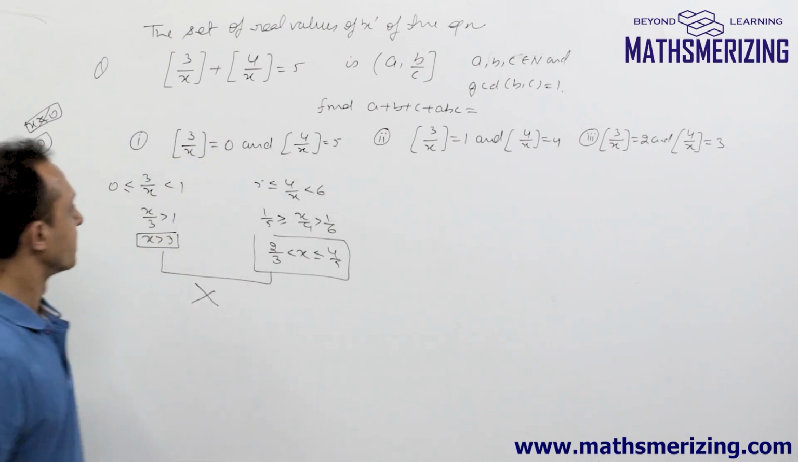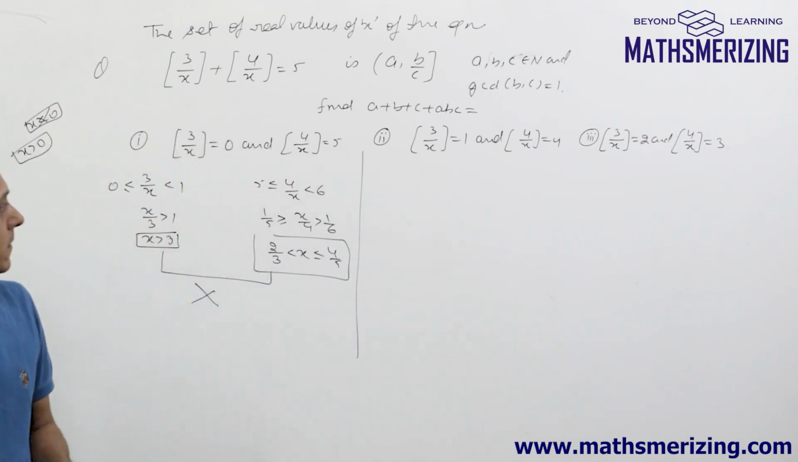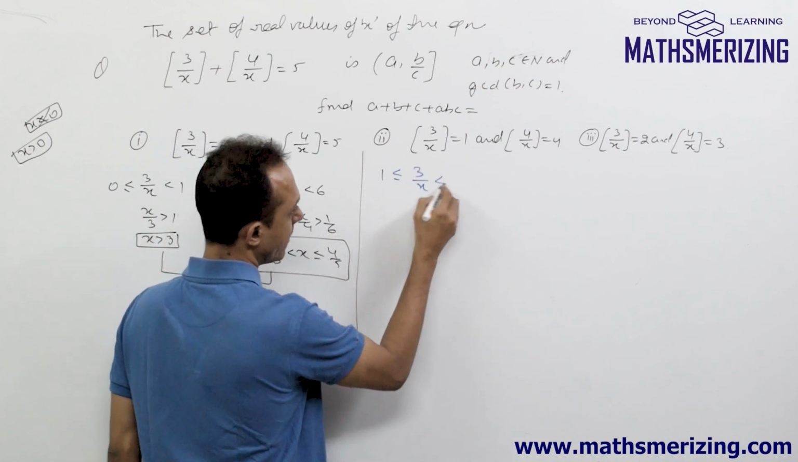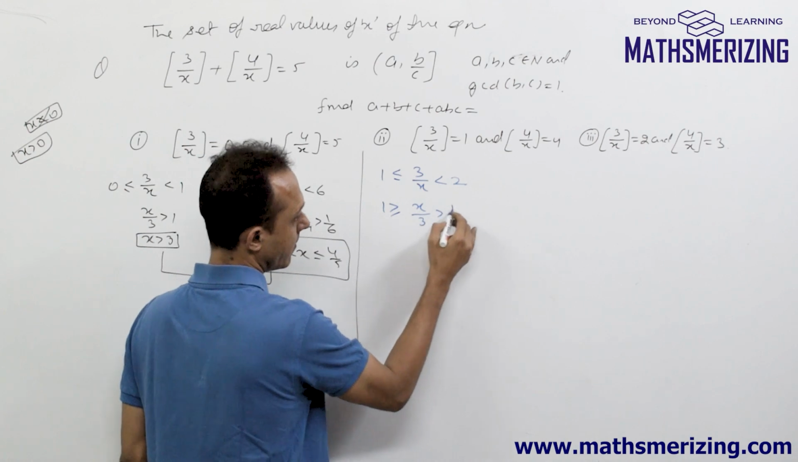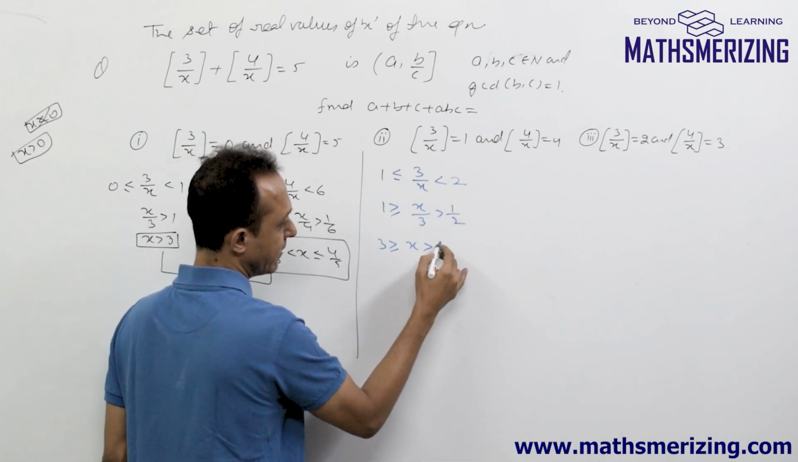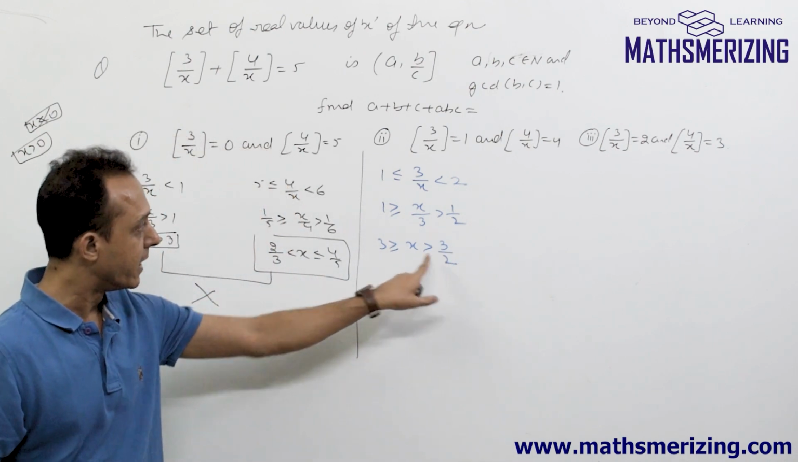Now what about the second case? For the second case, I know that this 3 upon x should lie between 1 and 2. If I take the reciprocal and multiply it by 3, I'll get 3 is greater than x is greater than 3 by 2. So here the condition will be the value of x should lie between 3 by 2 and 3.